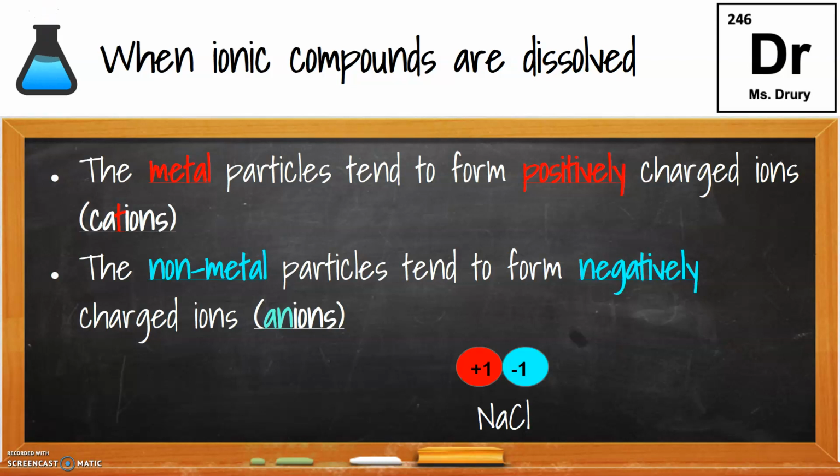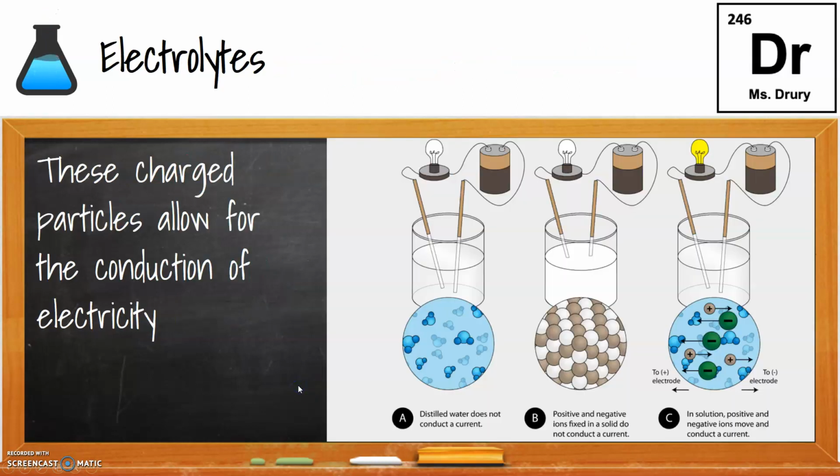So we review that ionic compounds have metals and nonmetals in them. And now we should know that the metal particles tend to form positively charged ions, or cations. The T in cation kind of looks like the positive sign, right? And nonmetal particles form negatively charged anions. So anions, it sounds like anti, right? Or negative. And so together in salt, regular table salt or sodium chloride, the metal sodium is positive and the nonmetal chlorine is negative, and that's how they sum to form a neutral compound.